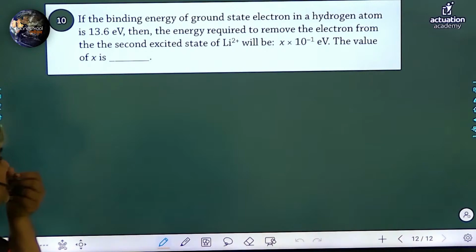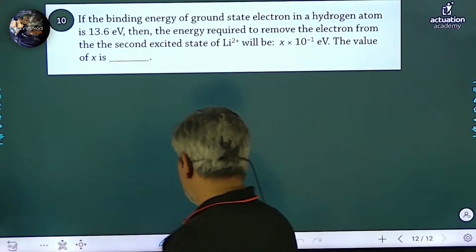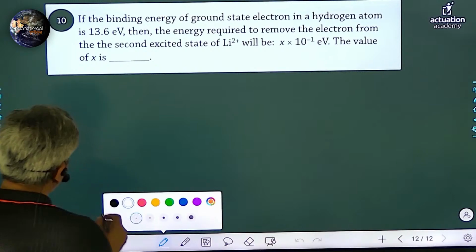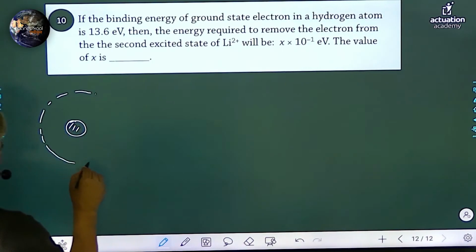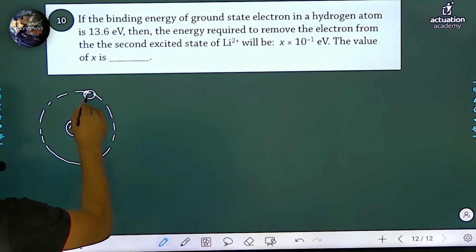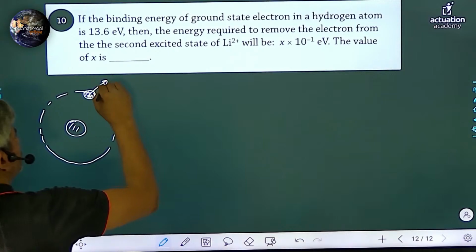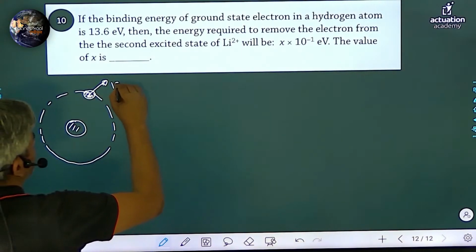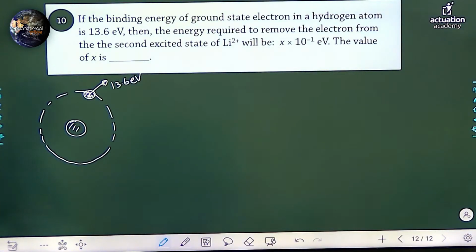Now let's move to question number 10. If the binding energy of the ground state electron in a hydrogen atom is 13.6 electron volt. So let's say this is the hydrogen nuclei and this is the hydrogen atom and the electron is in the ground state. To remove this electron, we need to supply 13.6 electron volt, and that is the binding energy of this electron with the nuclei of the hydrogen.